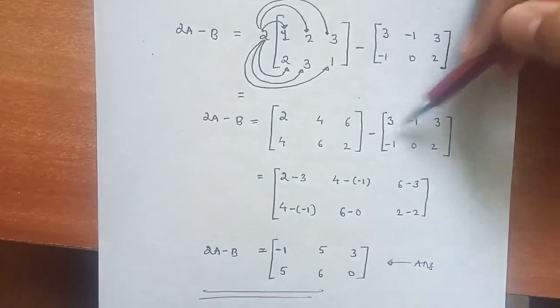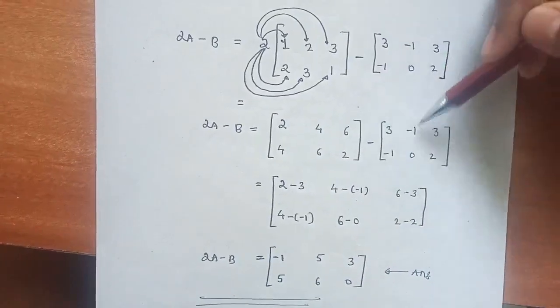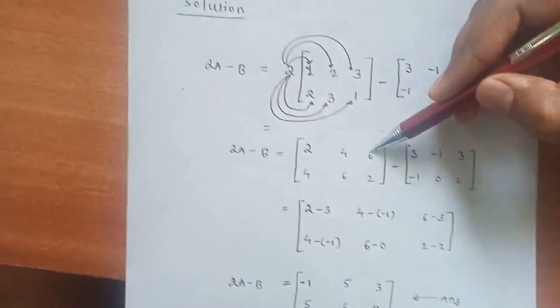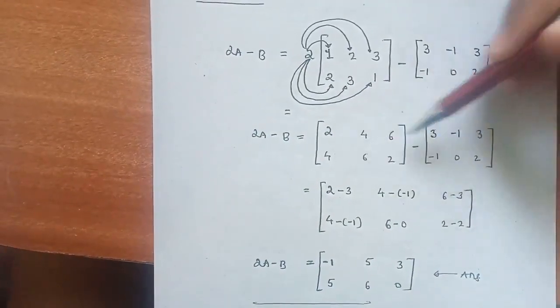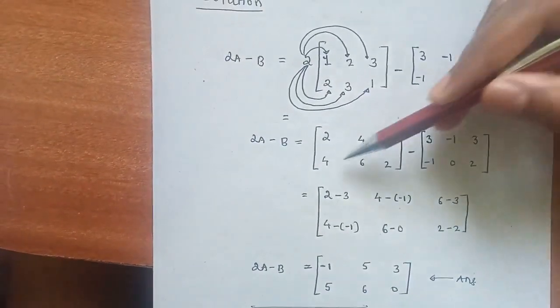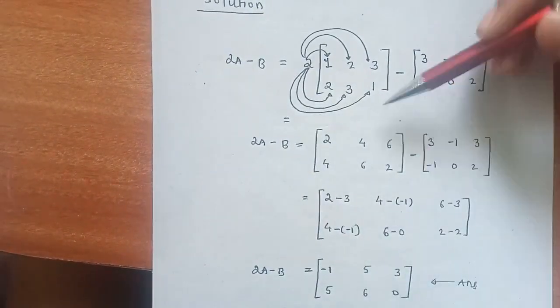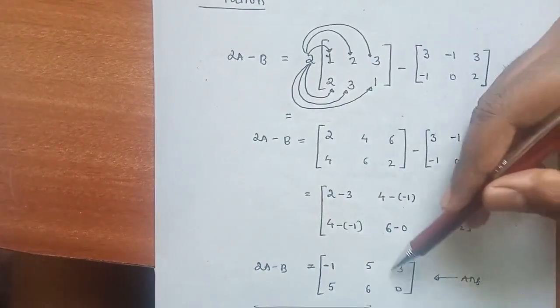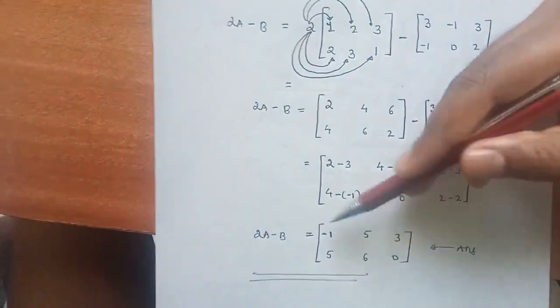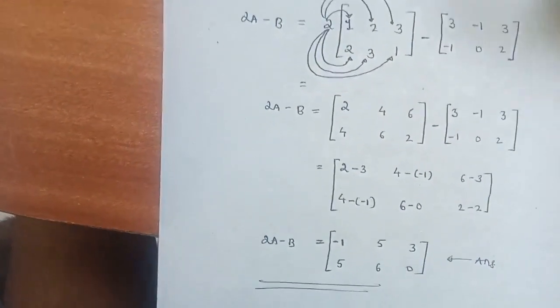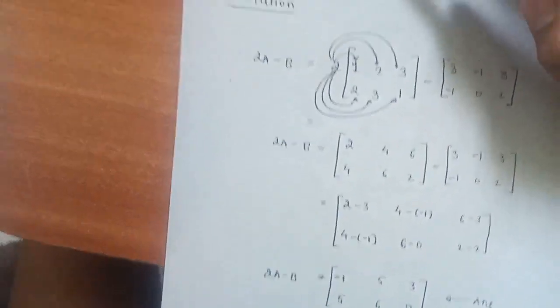4 minus of minus becomes plus. So 4 plus 1 is 5. 6 minus 3 will be 3. 4 minus, and this minus becomes plus, so 4 plus 1 is 5. 6 minus 0 is 6, and 2 minus 2 is 0. It's pretty easy. So in this way we can solve the sums. Just we have to look at the conditions given in the question.